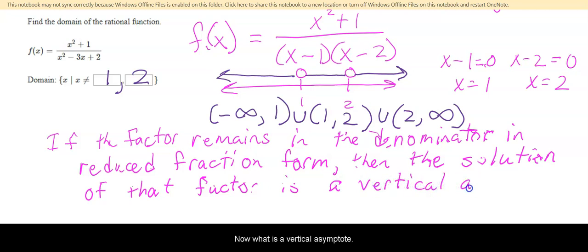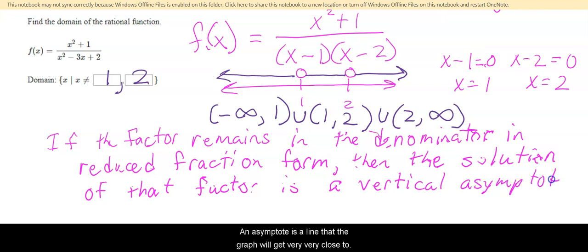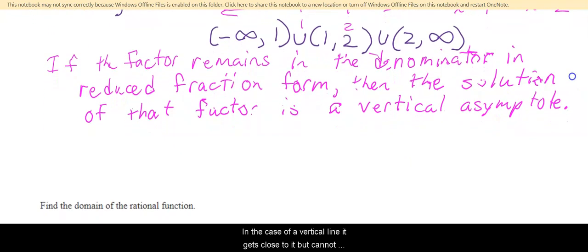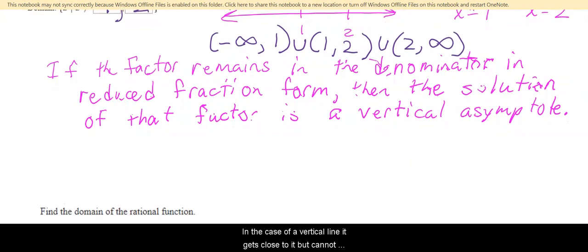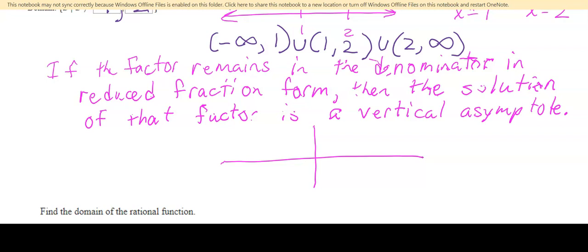Now, what is a vertical asymptote? An asymptote is a line that the graph will get very, very close to. In the case of a vertical line, it gets close to it but cannot touch or cross it. Horizontal asymptotes can be touched and crossed, but never vertical. So in this case, we have a graph that cannot get close to or touch the vertical lines at x equal 1 or x equal 2.